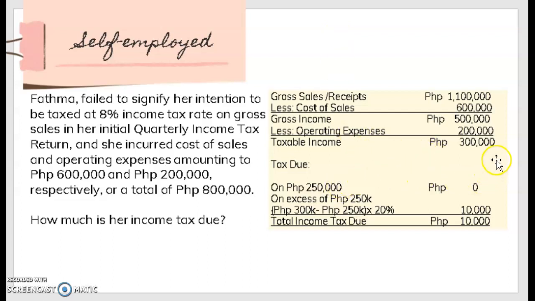Okay? Total taxable income of 300,000 from gross income less operating expense on the first 250,000, that is 0. In excess of 250,000, that's 50,000 multiplied by 20%, 10,000. So her total income tax due is 10,000. Remember, since she loses the option to use the 8% rate, she will be subjected to graduated income tax rate, and she is also liable to pay for the percentage tax.